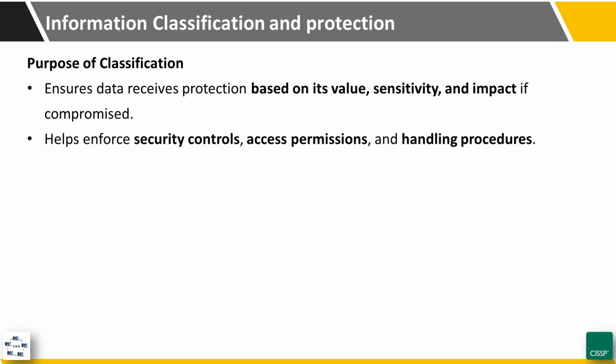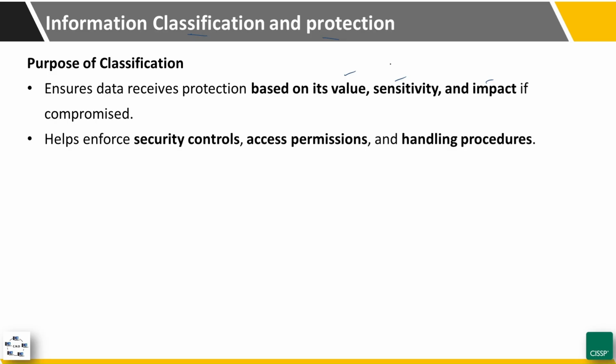So our next topic is information classification and protection. First we need to classify the information, and then according to that classification we protect the information. The purpose of classification is that it ensures data receives protection based on its value, sensitivity, and impact if compromised. So what does this mean?